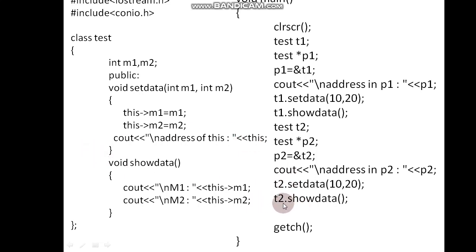Then we are calling show data. So T2 is calling show data. T2's address will be passed implicitly. So M1 and M2 of T2 will be displayed.